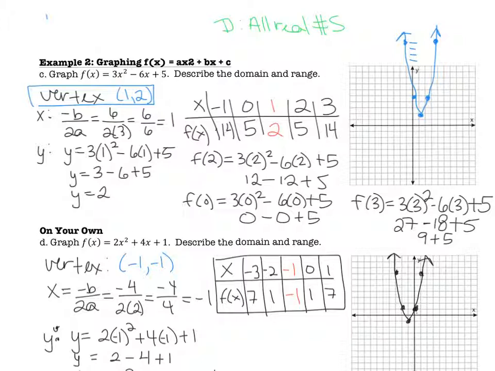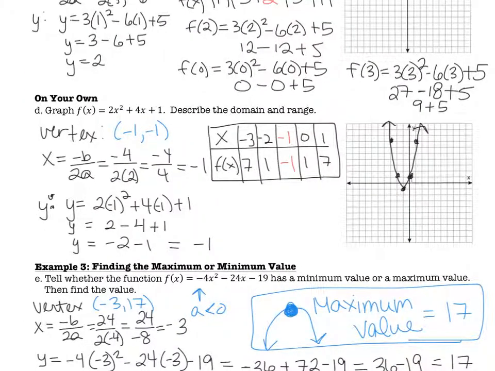For the y values, the range, they would be any value starting at 2 and then going up. So we would write y is greater than or equal to 2 because it does include the value of 2. So that's your domain and range for example 2, part C. And for part D, hopefully you said domain is all real numbers and the range is y is greater than or equal to negative 1.